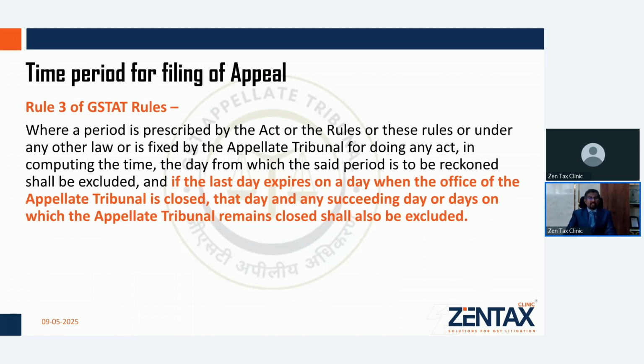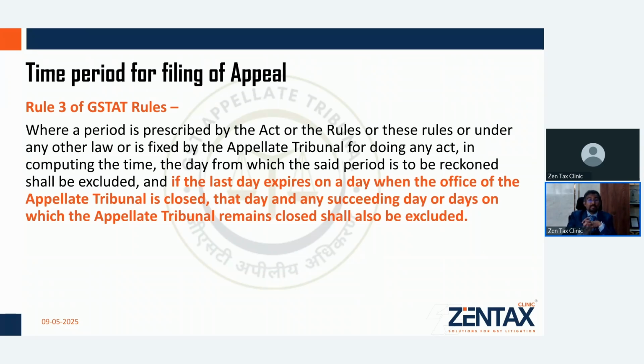Time period for filing an appeal, though we refer to the provisions of Section 112 under the CGST Act, under the GSTAT rules, that is the GSTAT procedure rules, we have Rule 3, which is the starting of the entire rules, where a period is prescribed by the Act, that is the CGST Act, or the rules, or these rules, that is the GSTAT rules, or under any other law, or is fixed by the Appellate Tribunal for doing any act in computing the time. The day from which the said period is to be reckoned shall be excluded. That is, the starting date shall be excluded.